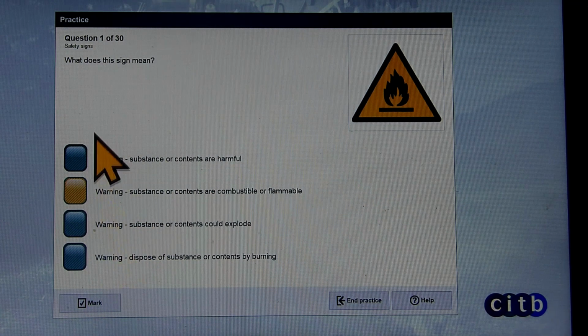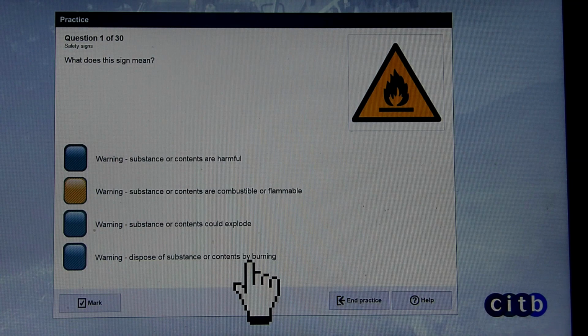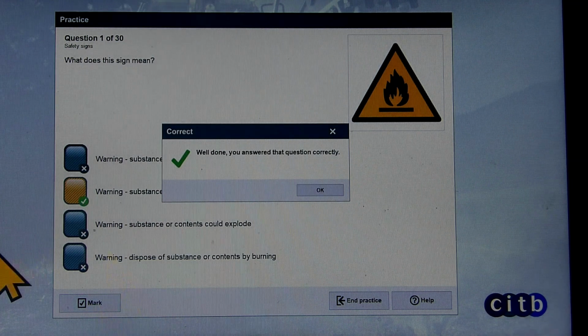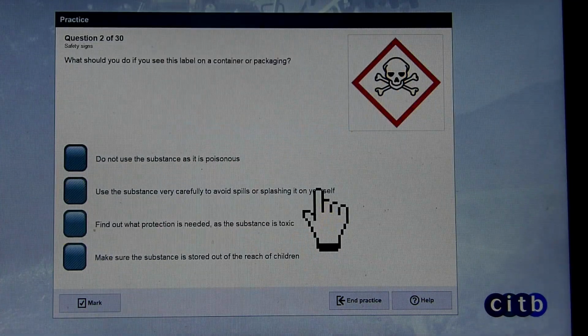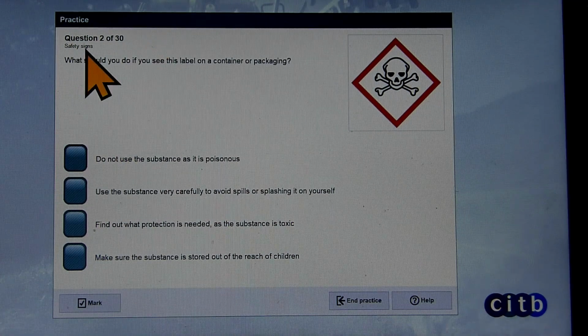Let's check all the choices, okay? Warning, substance or contents could explode. No. Warning, dispose of substance or contents by burning. The answer is this one. Thank you. Well done. Question number two.